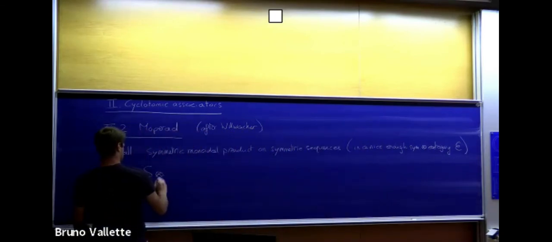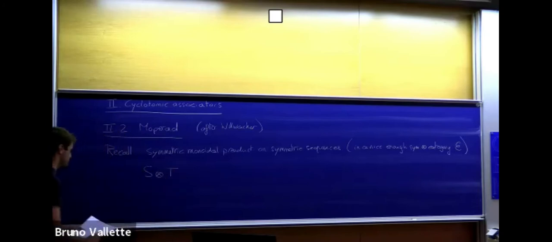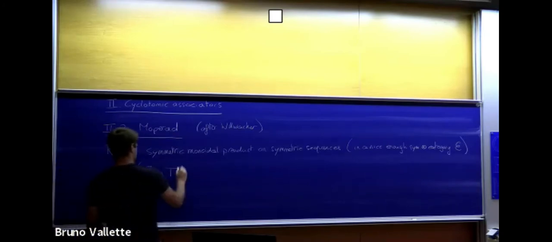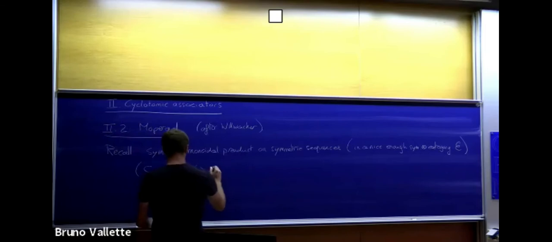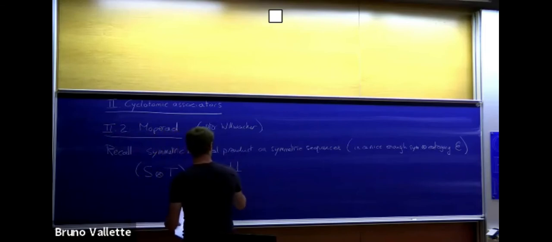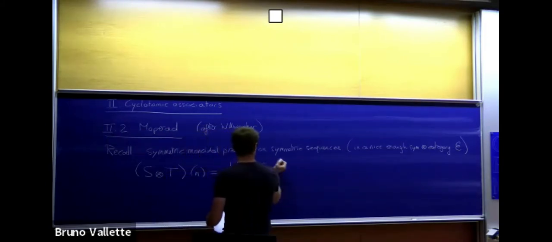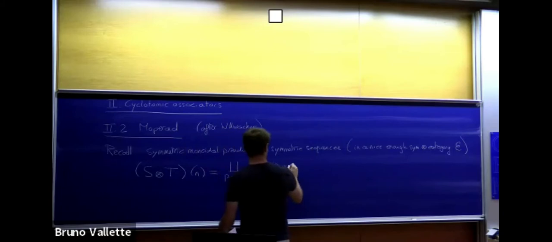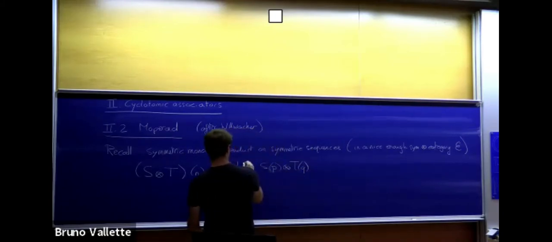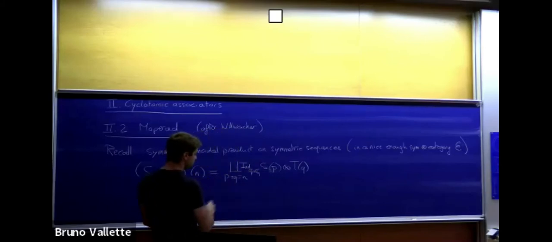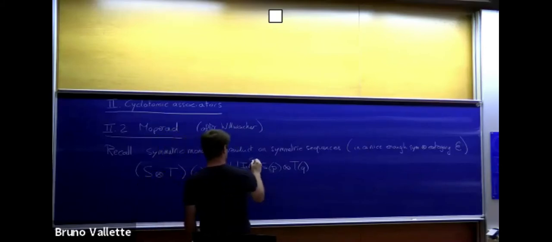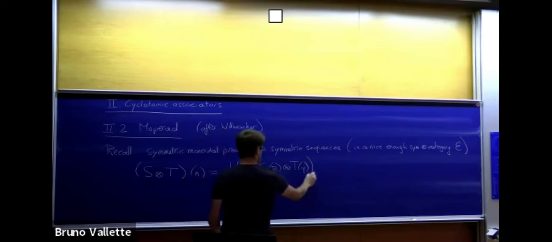As opposed to the circle product, I write the tensor product of S and T, two symmetric sequences, in arity N. That is just the sum, for P plus Q being N, of the tensor product of P-ary operations in S and Q-ary operations in T. And then you have to induce from the product of the two symmetric groups with P variables and Q variables to the symmetric group with N. All right.